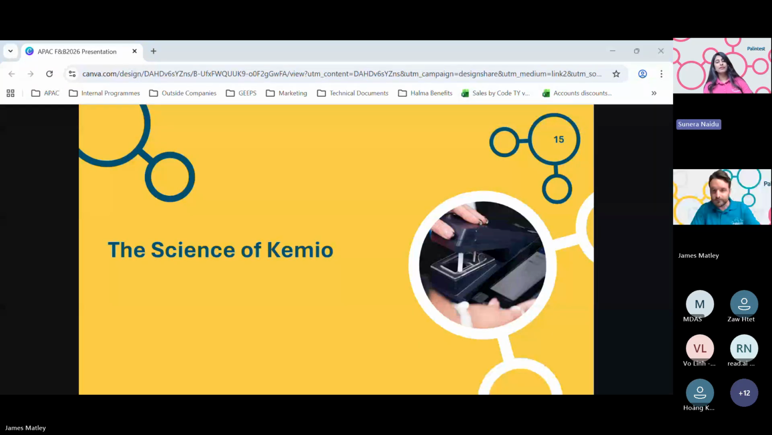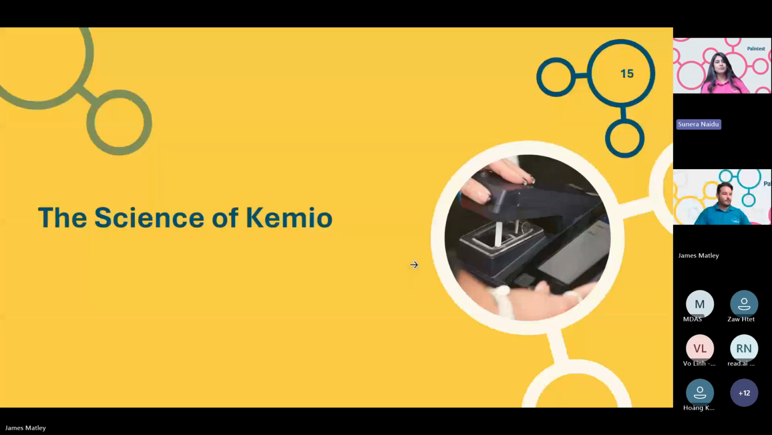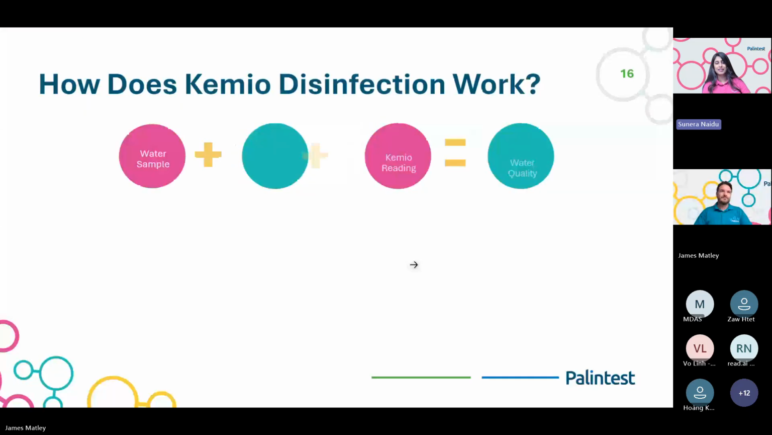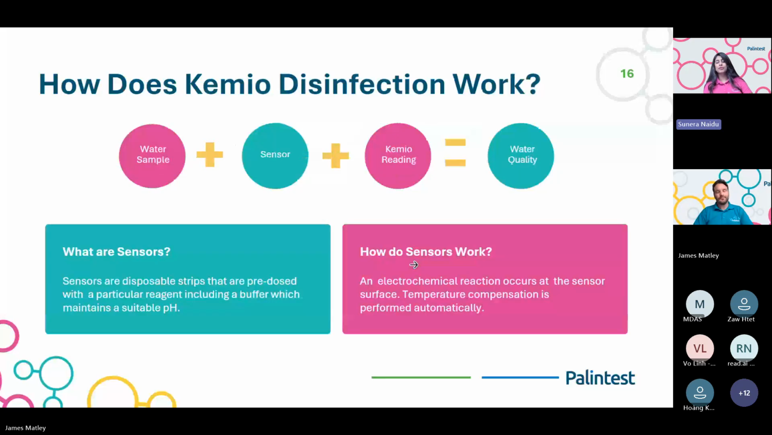So there's a bit of a lag on my side, so please bear with me whilst the slide changes and I can talk to you. So I know James touched in earlier on about what is your Chemio and how to perform a test, but how does it actually work?